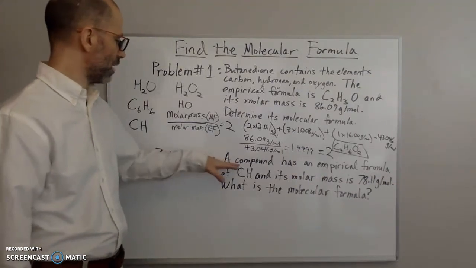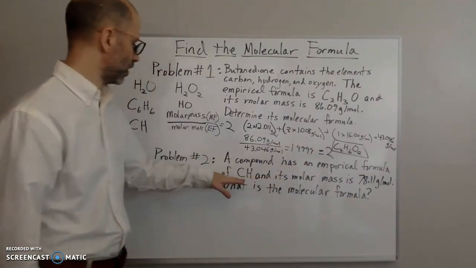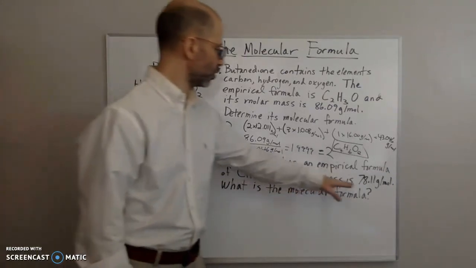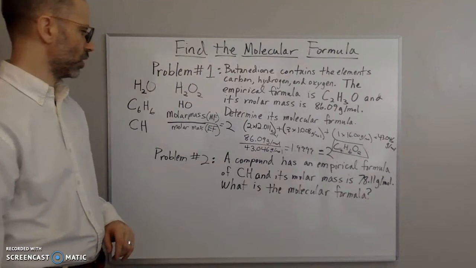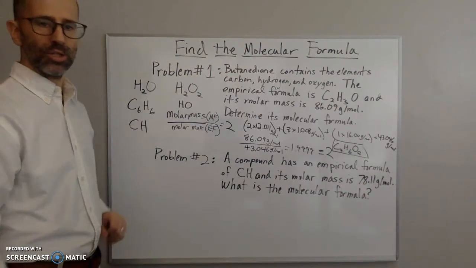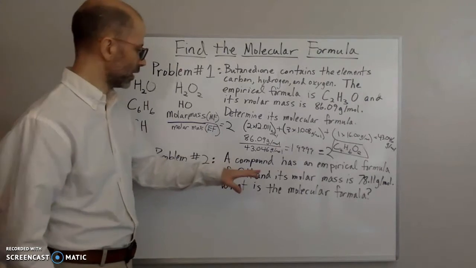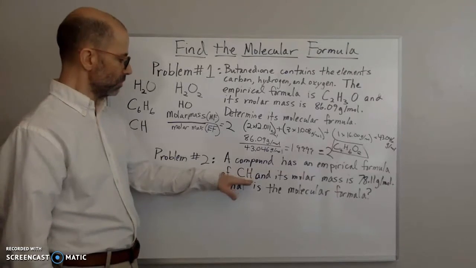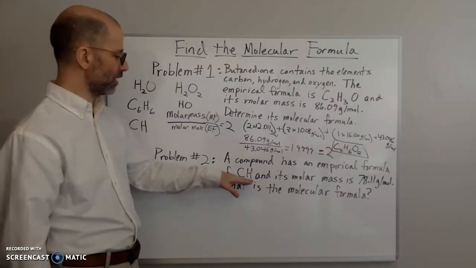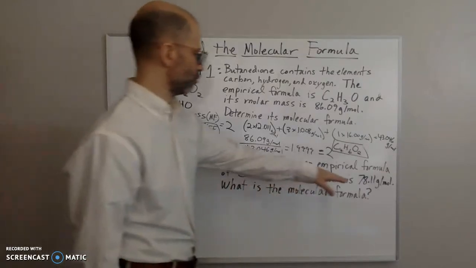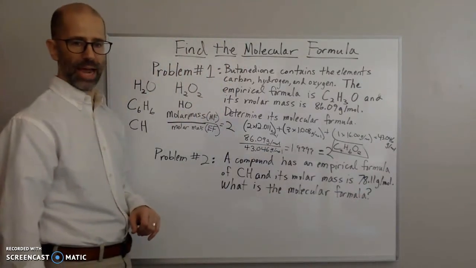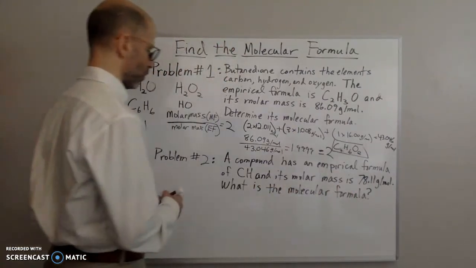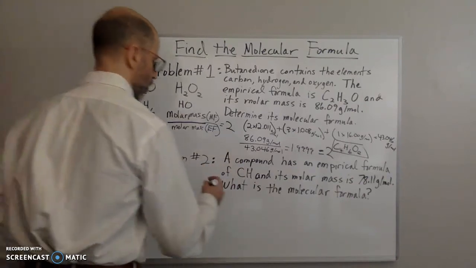All right, so number 2, we have a compound that has an empirical formula of CH, and its molar mass is 78.11 grams per mole. What is the molecular formula? So we're going to do the same thing again. We have to calculate the formula mass for CH, and then find the ratio of that to the molar mass for the actual substance. So we're going to divide this into that.